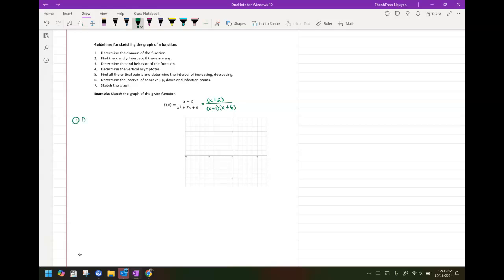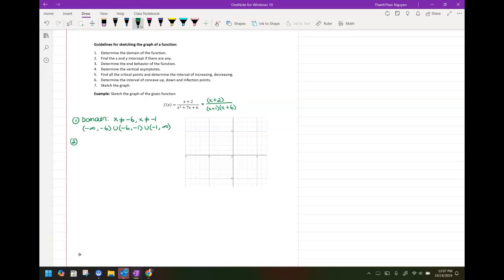The domain is all values of x so that x is not negative 6 and x is not negative 1. So in interval notation, negative infinity to negative 6, union with negative 6 to negative 1, union with negative 1 to infinity.